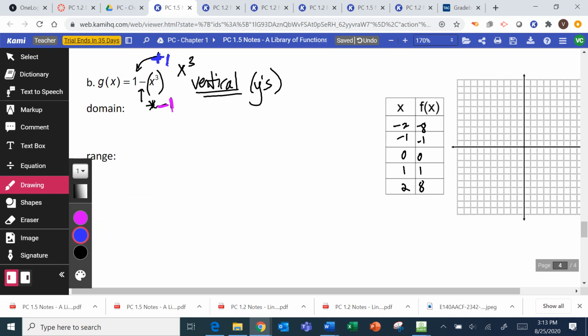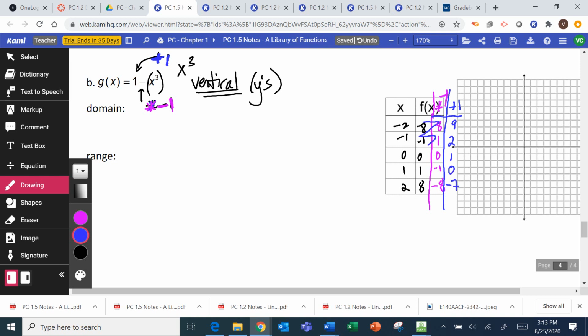So out of multiplying by -1 or adding 1, multiplying is going to come first. So the next thing that I'm going to do is I'm going to multiply all my y's by -1. So I'll have 8, 1, 0, -1, -8. So we reflected this. We changed all the signs. After that, now I'm going to add 1 to all the new values of y. So I will have 9, 2, 1, 0, -7.